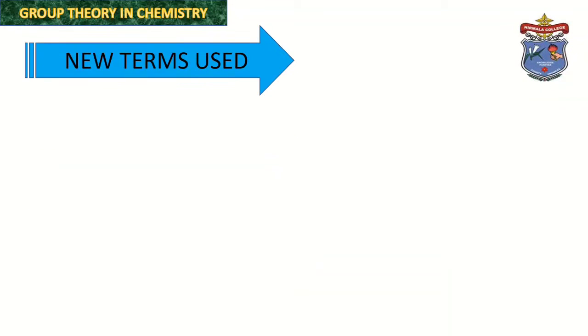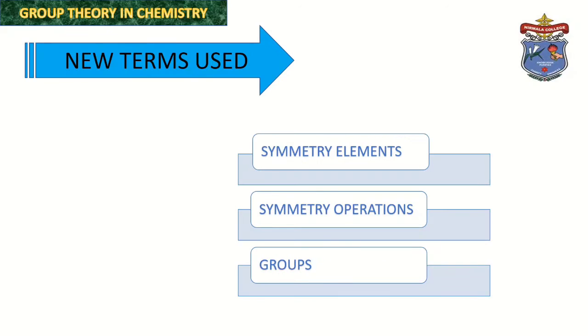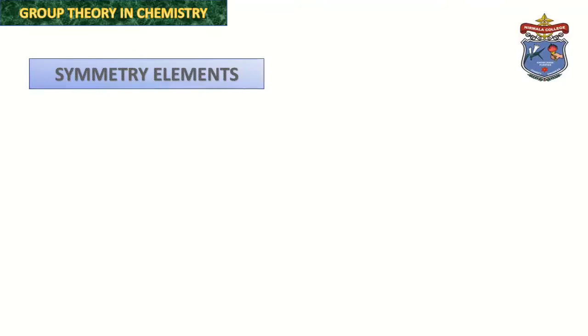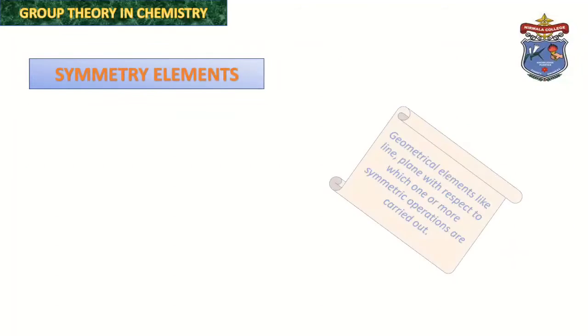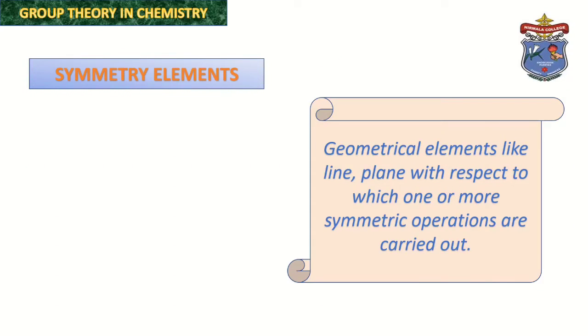So what are the new terms used in group theory? The new terms are symmetry elements, symmetry operations, and groups. Now we'll look into these new terms one by one. Symmetry elements are nothing but the geometrical elements like a line, plane, or a point with respect to which one or more symmetry operations are carried out.